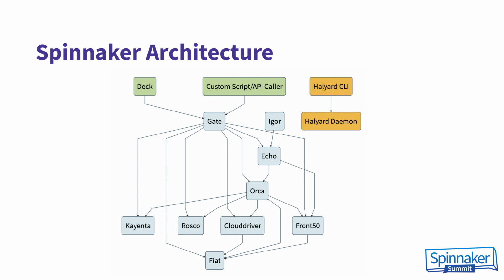The other things in there are Echo, which sends out emails, Slack messages, and all that. Igor allows you to monitor external systems and trigger pipelines. If you have an event in Git or a Docker image is built, and you want to kick off a pipeline, that's where Igor comes into play and does that.